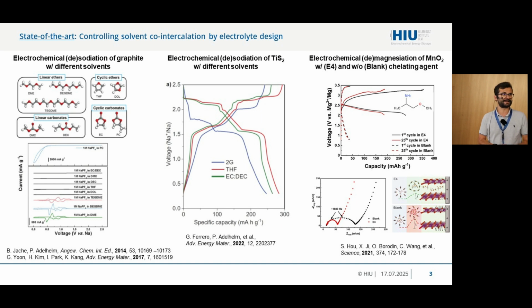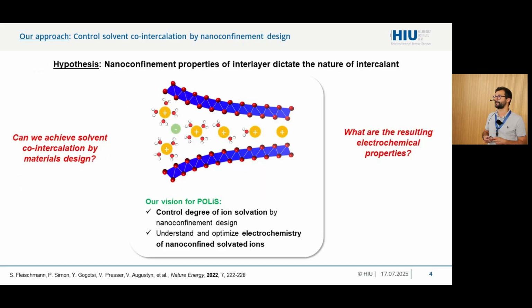And for multivalent cell chemistries, there was, for example, a work that showed that solvated magnesium can reversibly intercalate into manganese oxide electrodes, whereas desolvated magnesium was not able to. So we see this is a very promising strategy, particularly for post-lithium systems. But everything we can find in literature is focused on employing specialized electrolyte formulations. So the electrolyte here is key to enable solvent co-intercalation.